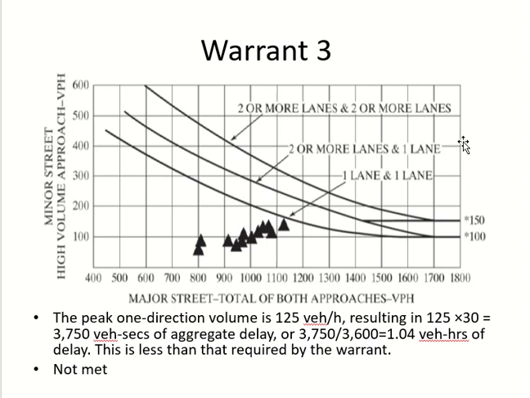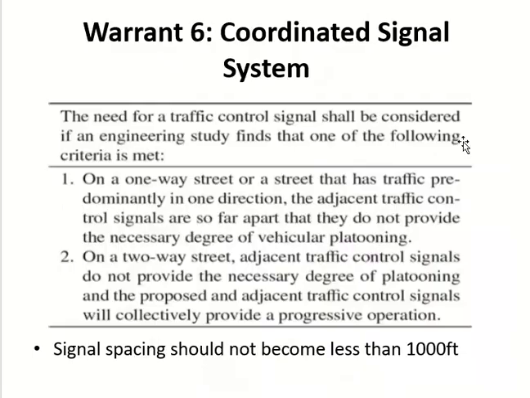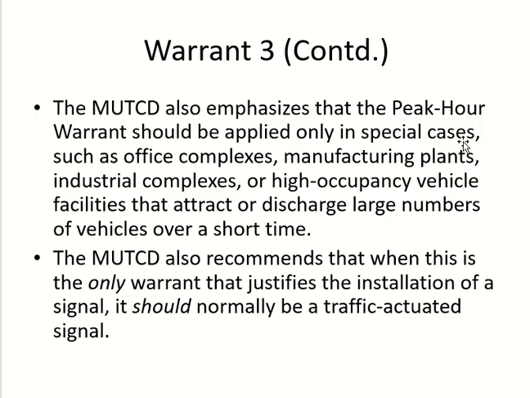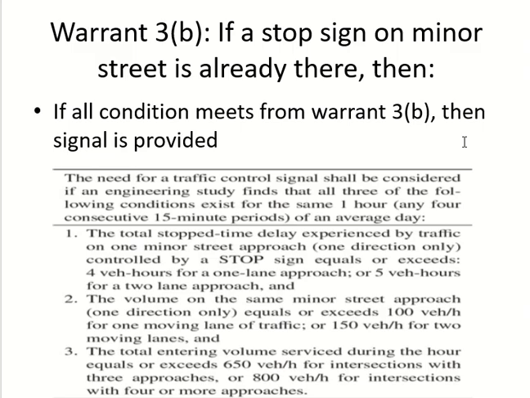The second condition was... If you meet all three conditions, then you can still provide a signal according to this warrant. What are these three conditions? Total stop delay experienced by traffic on the minor road, which is controlled by the stop sign, is equal to 4 vehicle hours for one lane approach. Our minor road has one lane, so we are looking at this value. If it had 2 lanes, I would be looking at this value.